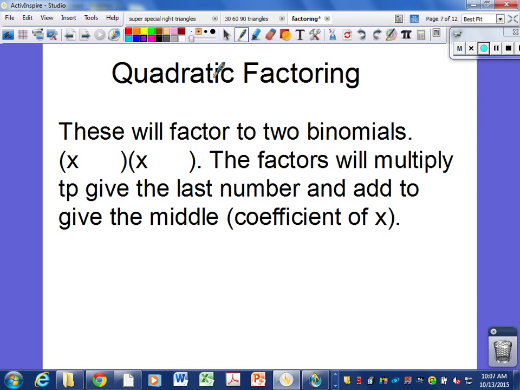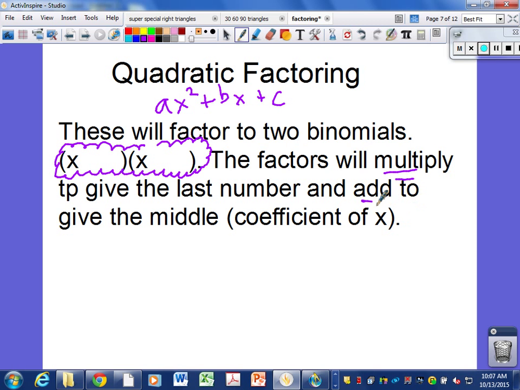So quadratic factoring. These will be like an ax squared plus bx plus c. They have 2 or 3 terms, and they factor into 2 binomials: an x in parentheses and an x in parentheses. The key is what numbers multiply and add at the same time.